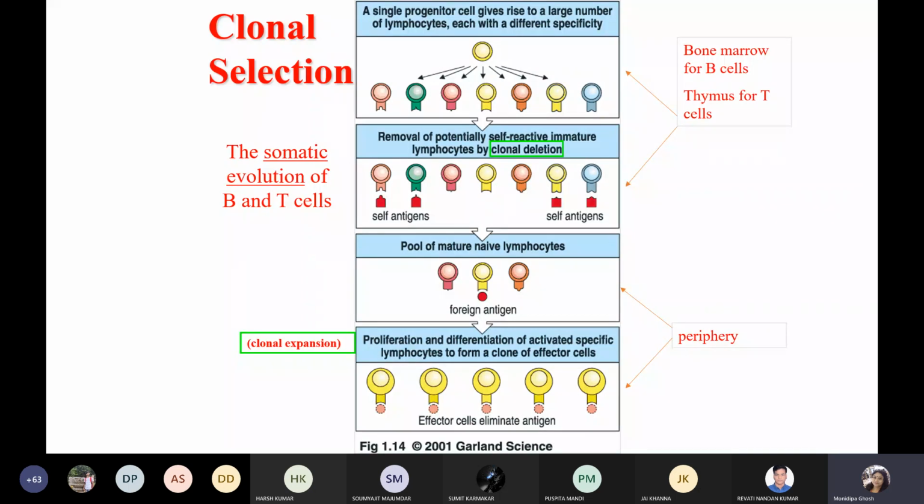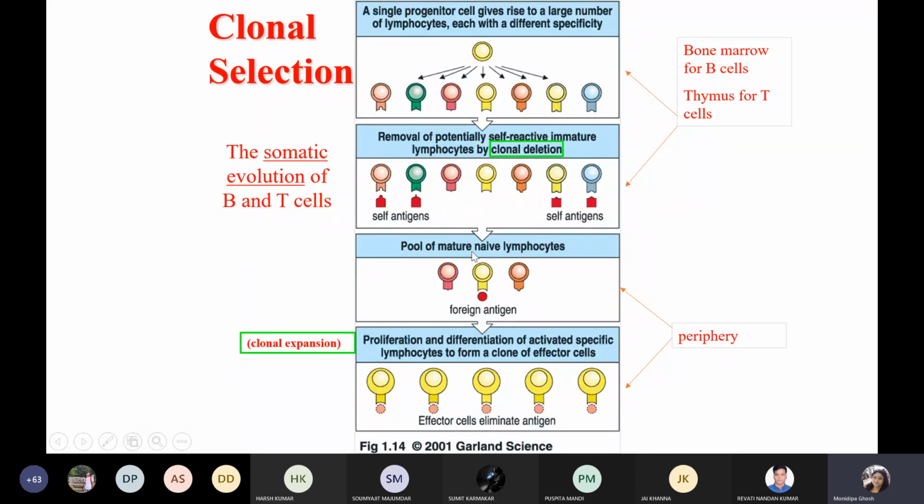B cell receptor, immunoglobulin D. The immunoglobulin D is acting as the receptor, and the Fab portion of the immunoglobulin D, the paratope, will be interacting with the antigenic epitope. Now, when there is a self antigen, the interaction does not give a signal to trigger clonal expansion. But if there is a foreign antigen, the structure of the foreign antigen matches with the receptor of the B cell.